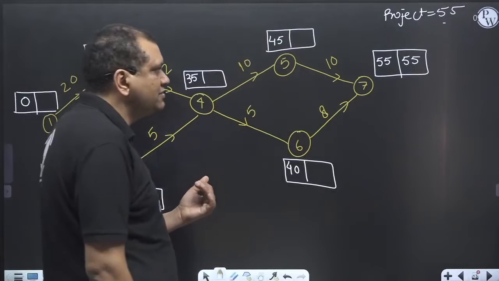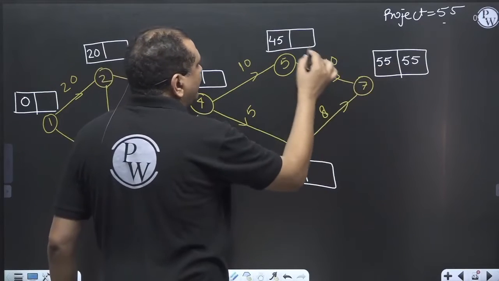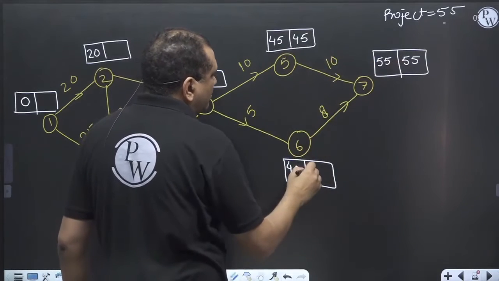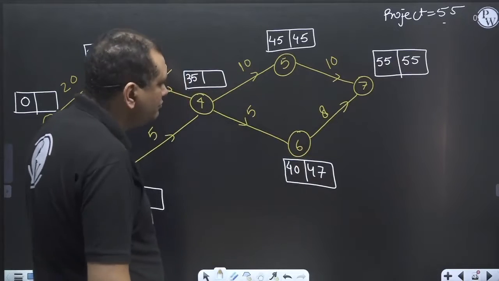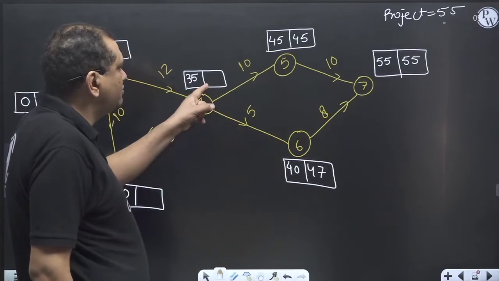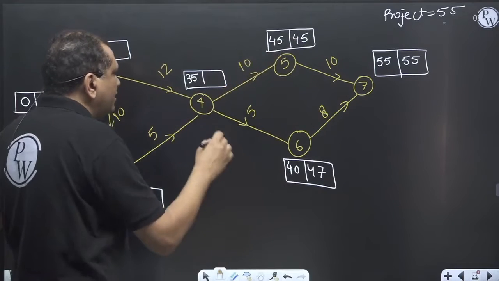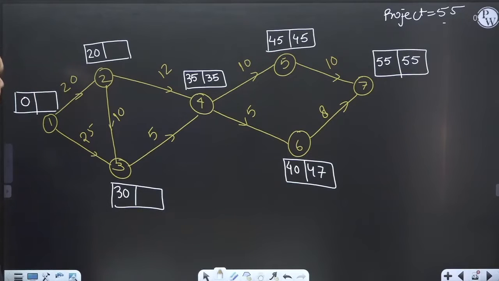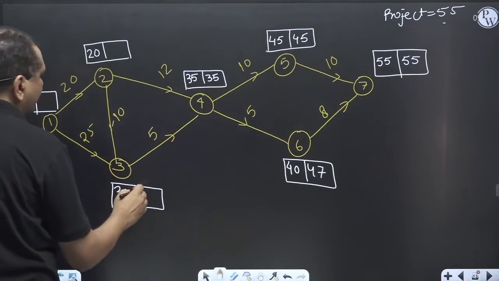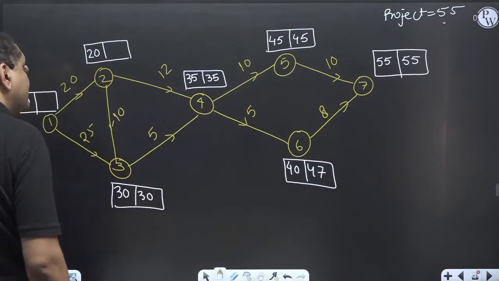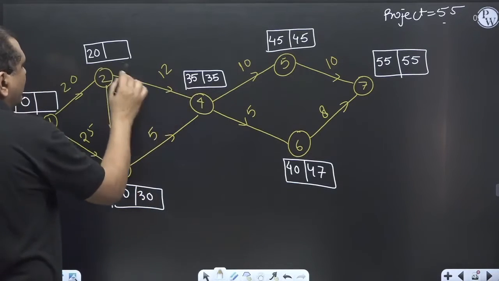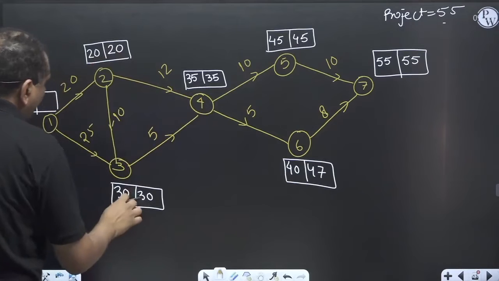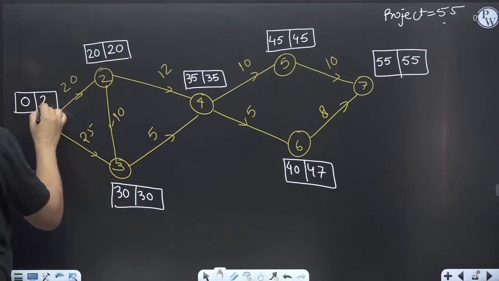Now go for the backward pass. 55 minus 10, 45. 55 minus 8, 47. 47 minus 5, 42. 45 minus 10, 35. In the backward pass, I take the minimum value. 35 minus 5, 30. 30 minus 10, 20. 35 minus 12. So we will take the minimum, 20. 30 minus 25, 5. 20 minus 20 is 0.